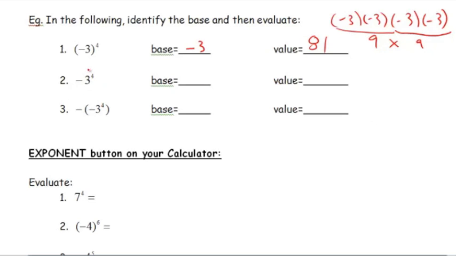Okay, in this next example, number 2, there are no brackets around the negative, so our base is just 3. So if we do 3 to the power of 4, that's 81. And this negative out front is going to make the whole expression negative.